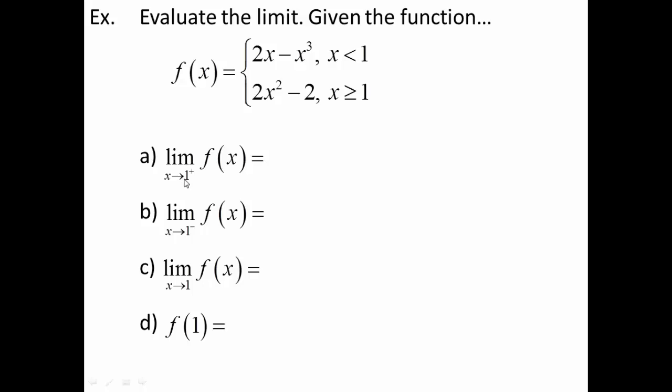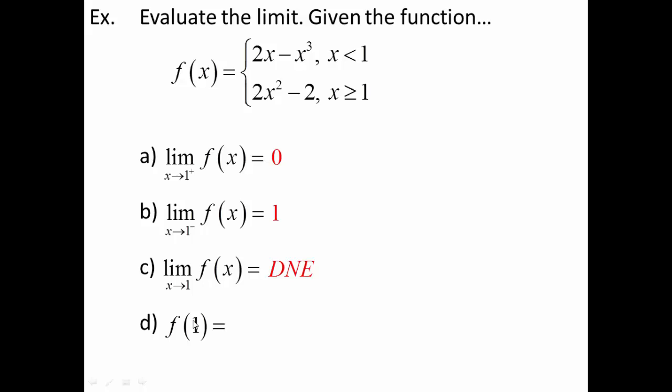So to evaluate the limit as x approaches 1 from the right, I would use this guy, plug in 1, I get 0. Versus the limit as x approaches 1 from the left, I would use this guy, plug in 1, I get 1. So then the limit comes down to, are these the same or are they not the same? They're not, therefore the limit does not exist.